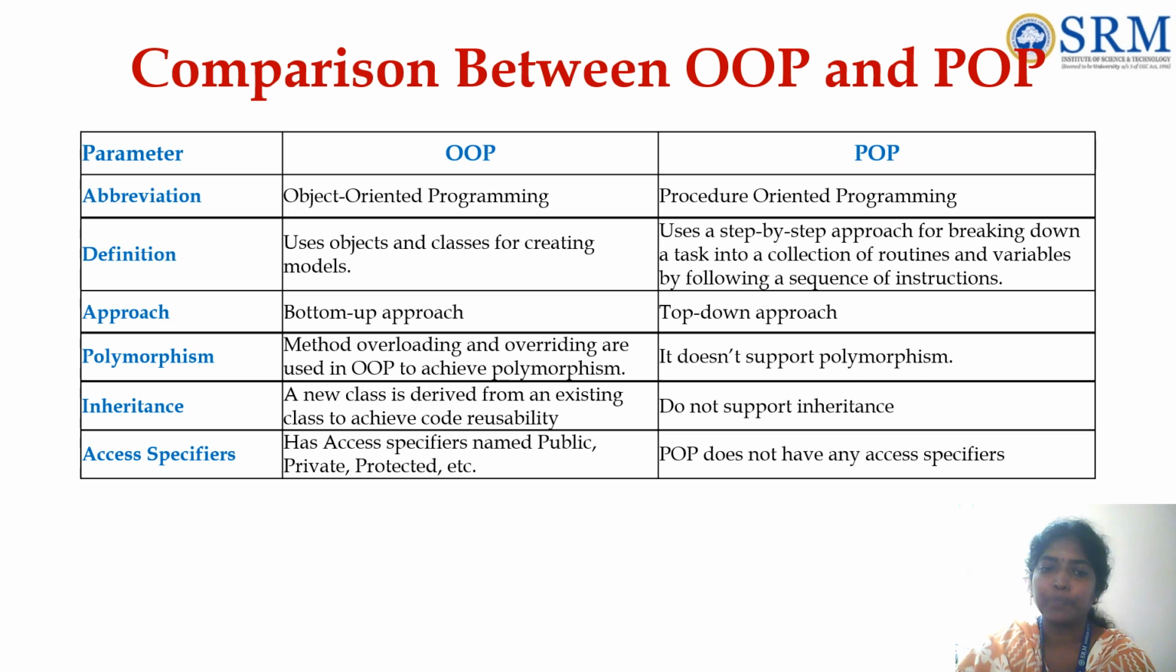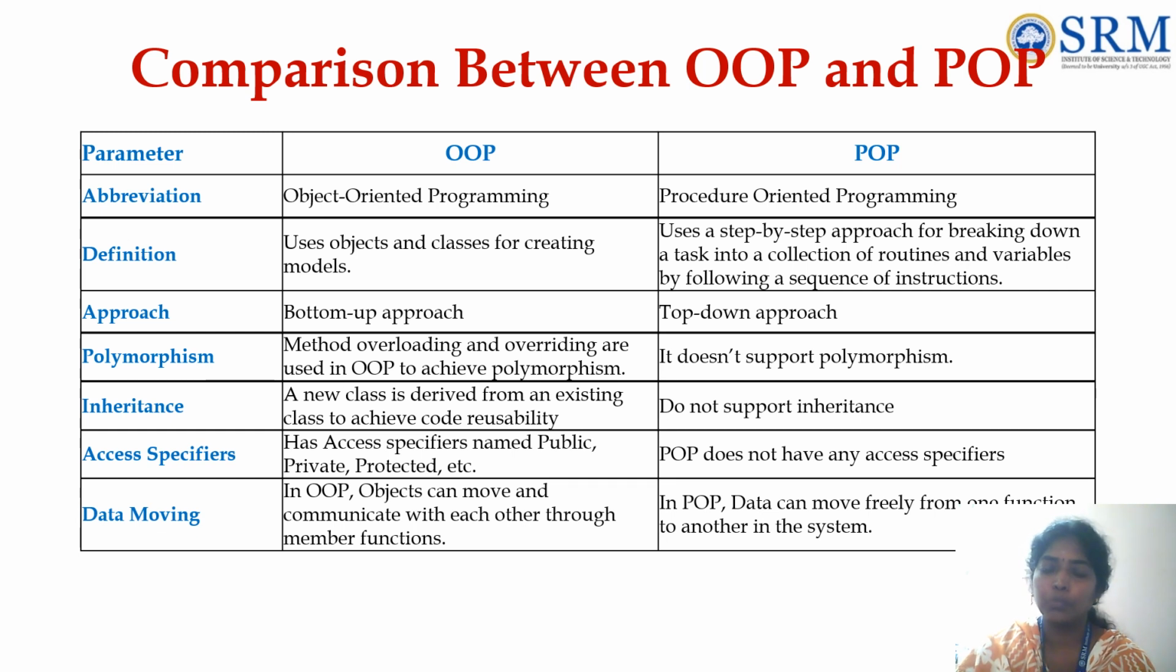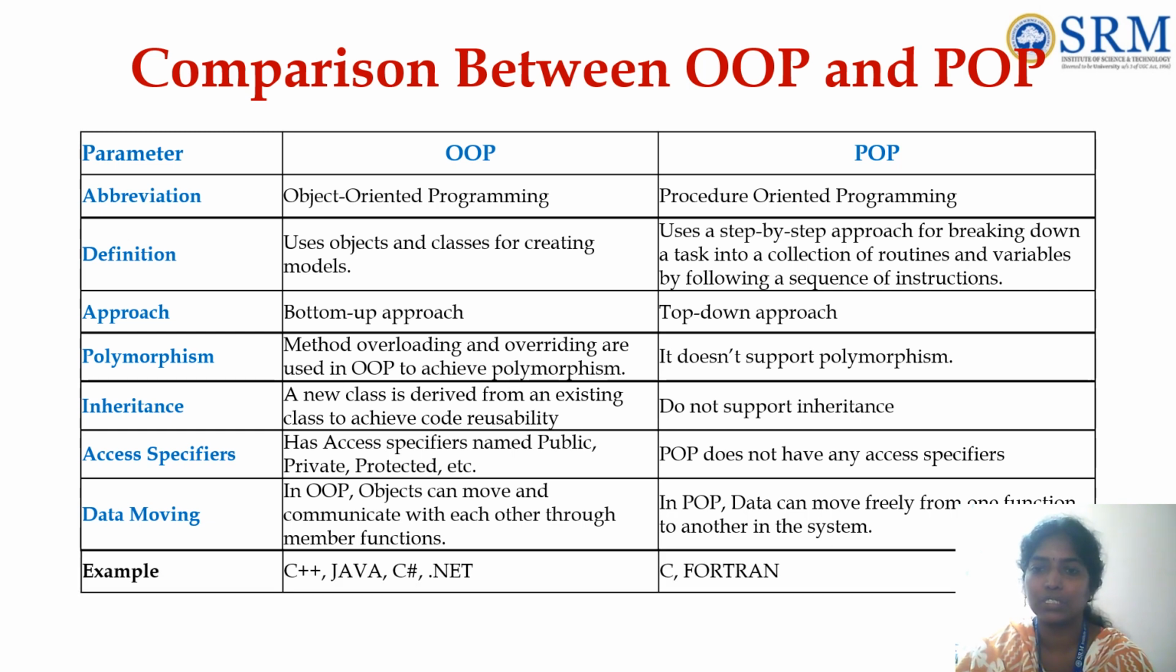Access specifier. Object-oriented programming has access specifiers named public, private, protected, etc., whereas procedure-oriented programming does not have any access specifiers. Data moving. In object-oriented programming, objects can move and communicate with each other through member functions, whereas in procedure-oriented programming, data can move freely from one function to another function in the system. Examples for object-oriented programming languages are C++, Java, C#, and .NET, whereas for procedure-oriented programming, the examples are C and Fortran languages.